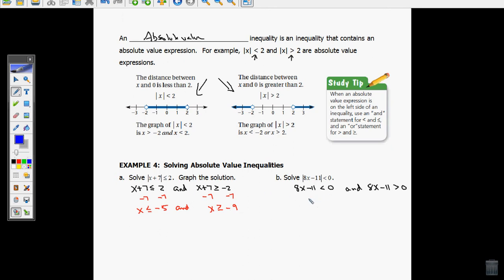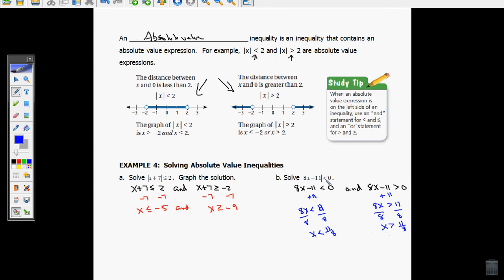I'm going to add 11, and I'm going to add 11. And what do I get? I get 8x less than 11, oops, 11. And 8x greater than 11. I divide by 8, divide by 8, divide by 8, and divide by 8. X less than 11 over 8, and x greater than 11 over 8.